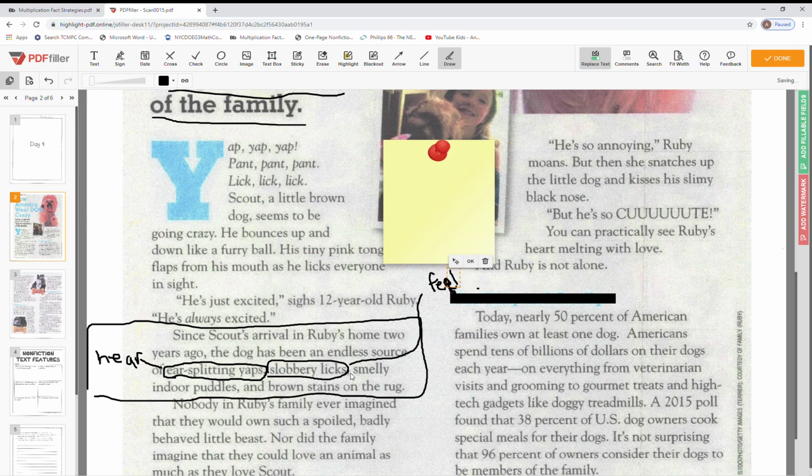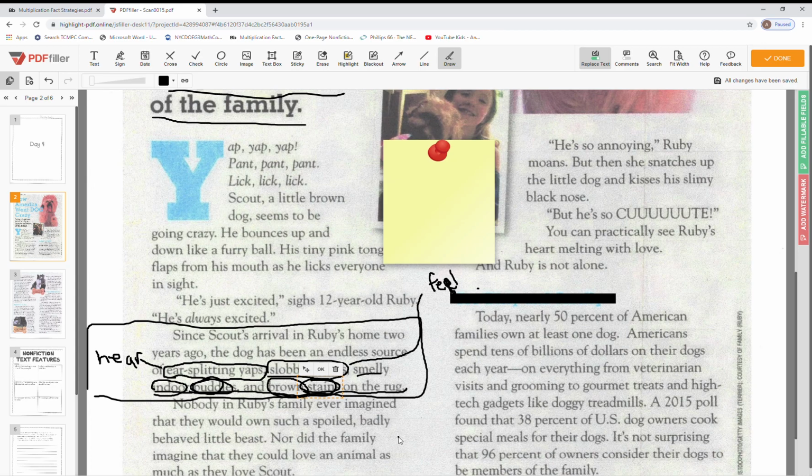Feel slobbery licks. Smelly indoor puddles and brown stains on the rug. What do we think that smelly indoor puddles and brown stains on the rug could be? It's a dog, and they have smelly yellow puddles and brown stains on the rug. Ugh, you guessed it. They're potty training, right? So you have poop right here, and they're peeing all over the house. Puddles tells me that he's peeing all over, and brown stains on the rug tells me that he might be going to the restroom in the house.